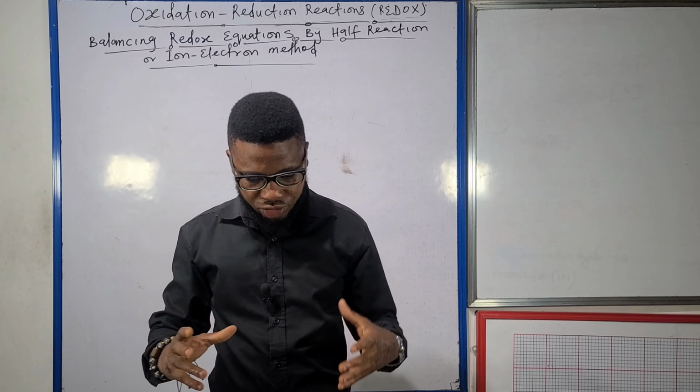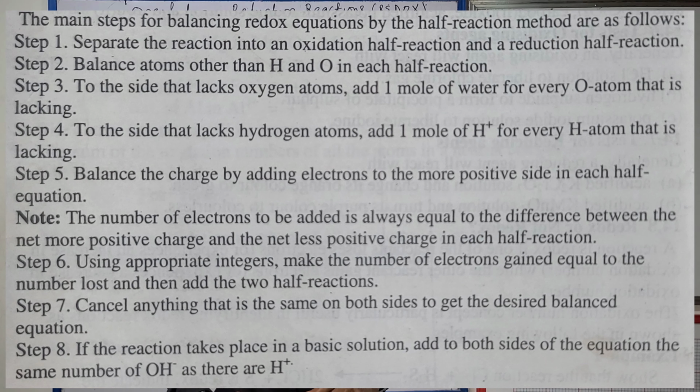As you can see on your screen, the first step talks about separating the reaction into oxidation and the reduction half reaction. The second step talks about balancing atoms other than hydrogen and oxygen. The third step talks about adding 1 mole of water for every oxygen atom that is lacking. The fourth step talks about adding hydrogen ion for every hydrogen atom lacking.